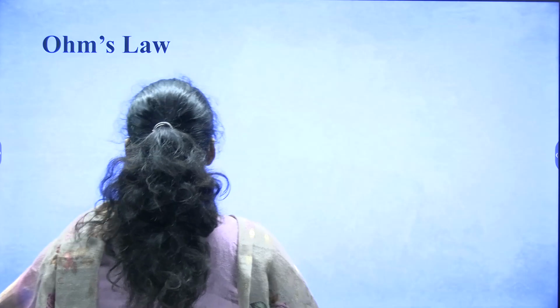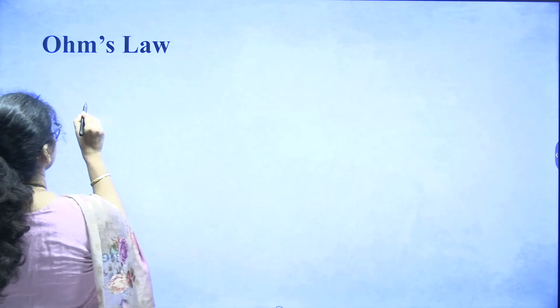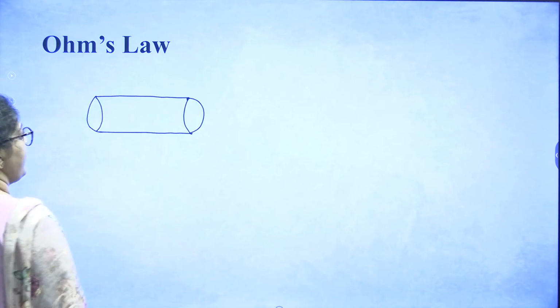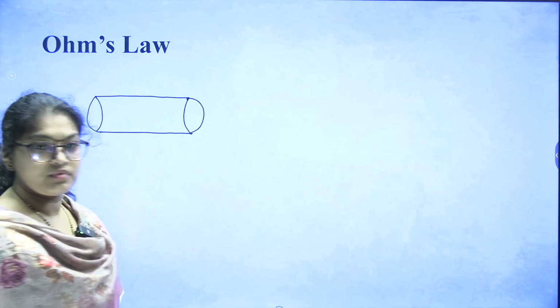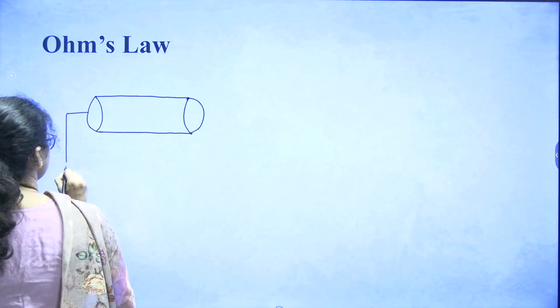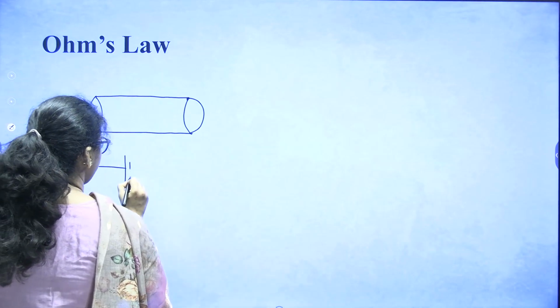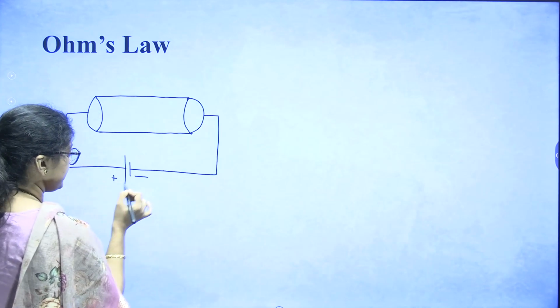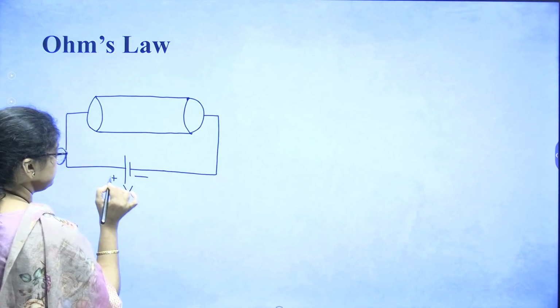So, what I do is, I will take a conductor. And to this conductor, I have connected a battery source. This is positive and this is negative, the voltage V.